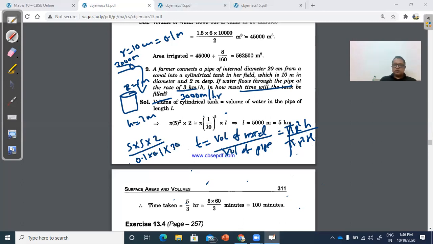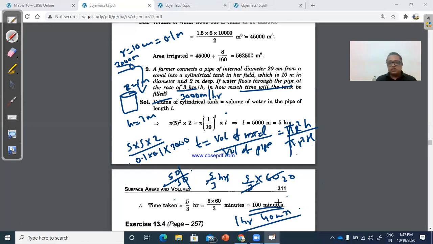Okay. So I am going to substitute that 3000. So 5 into 5 is 25, 25 into 2 is 50, divided by 3000 into 0.1, 300 into 0.1, 30. So 50 by 30 hours, that is 5 by 3 hours. And if I want to convert the hours into minutes, multiply by 60. So we get 5 into 20, 100 minutes. So the vessel is going to get full in 100 minutes. That is exactly 1 hour and 40 minutes. So you can leave the answer as 100 minutes or as 1 hour 40 minutes. Both are correct. So the vessel will get full in 1 hour 40 minutes.